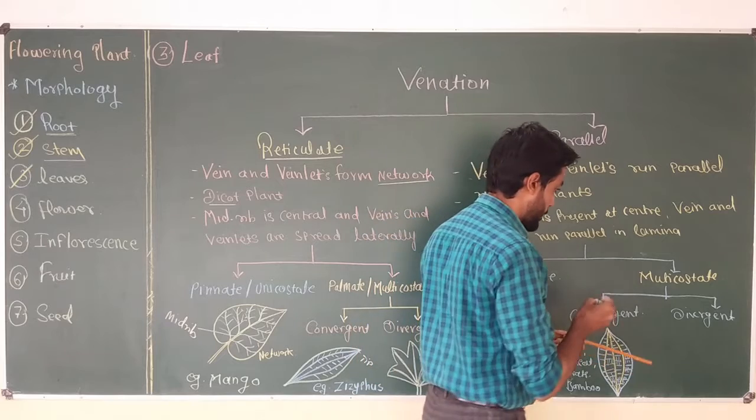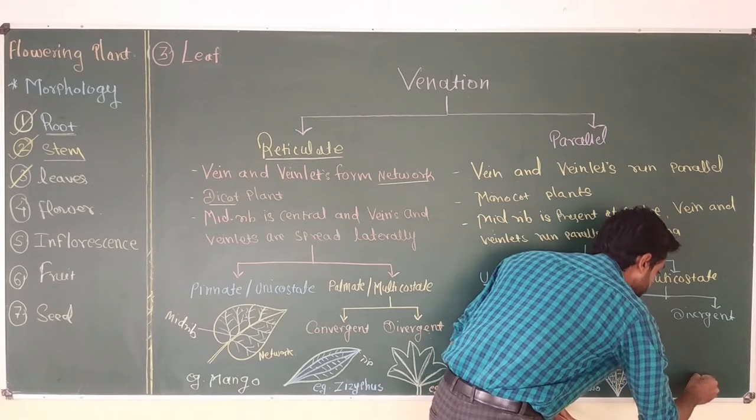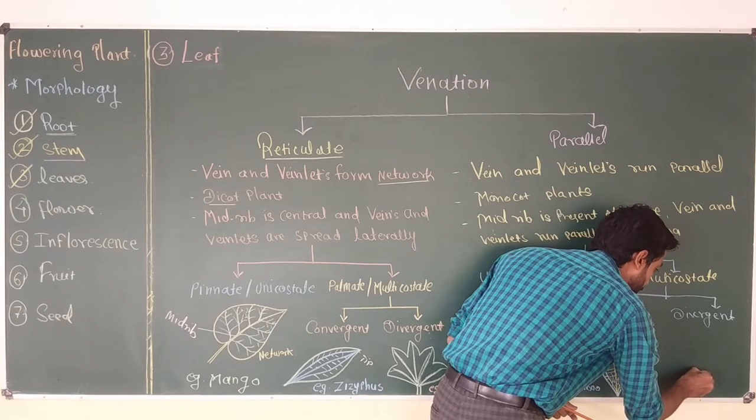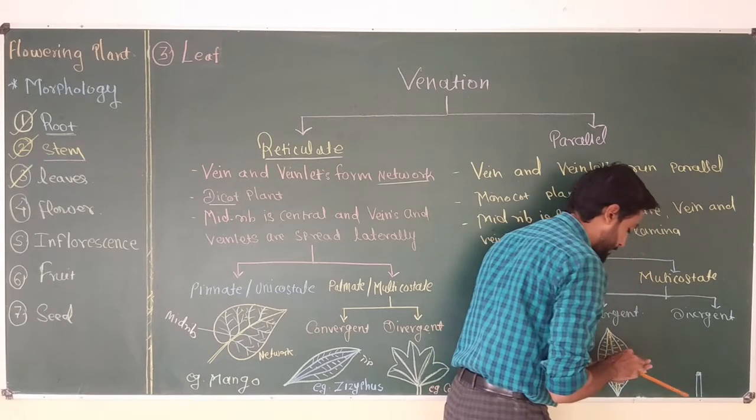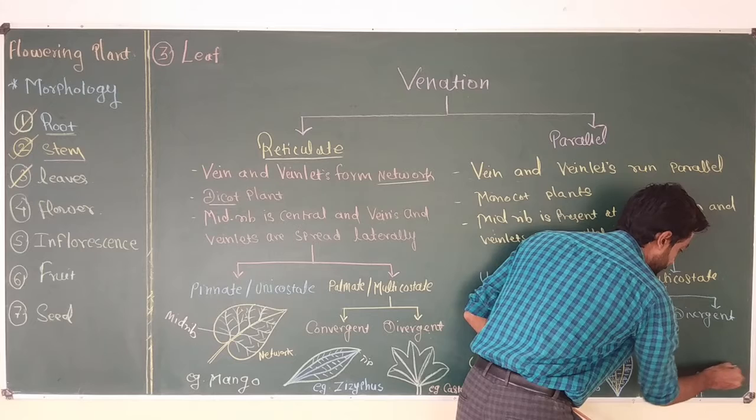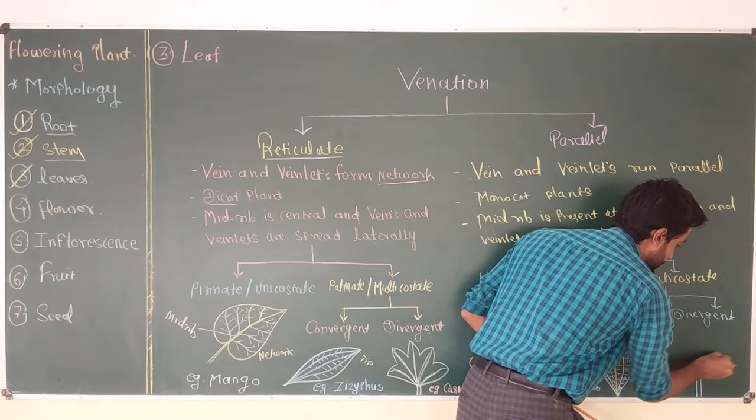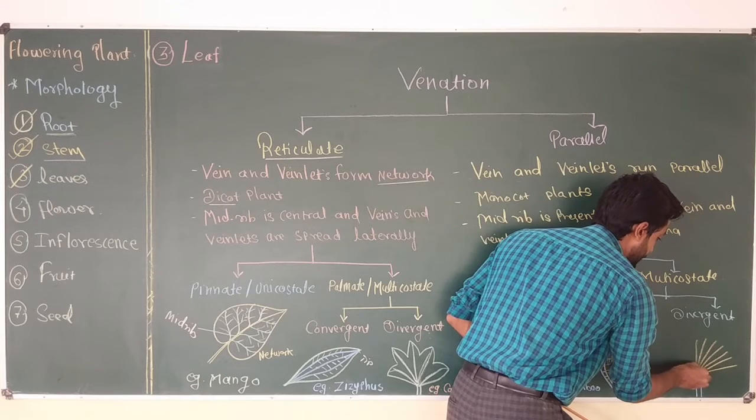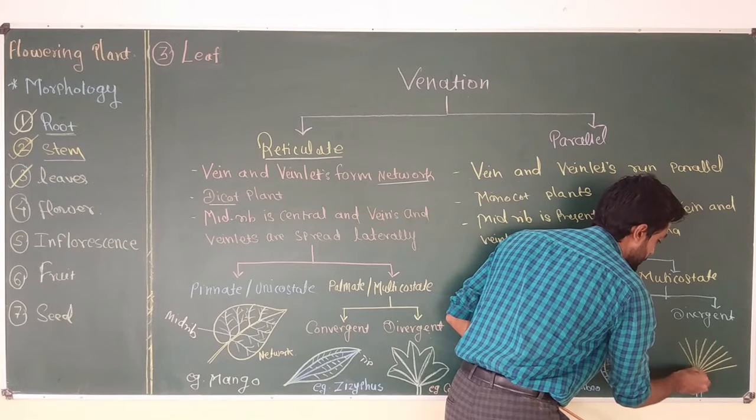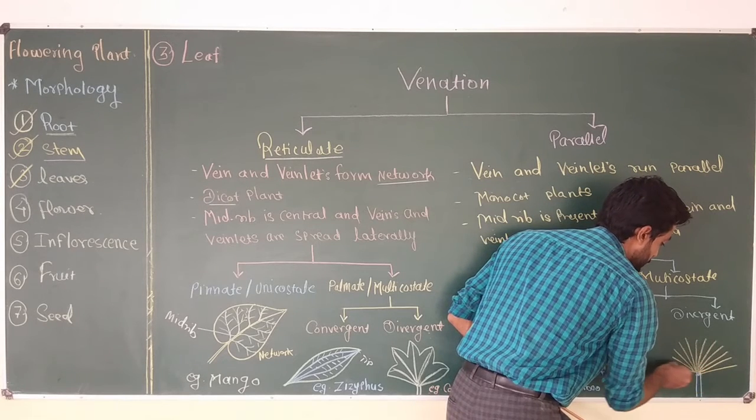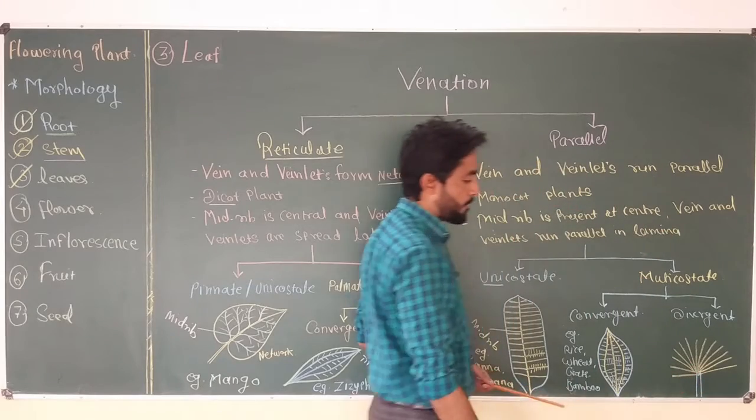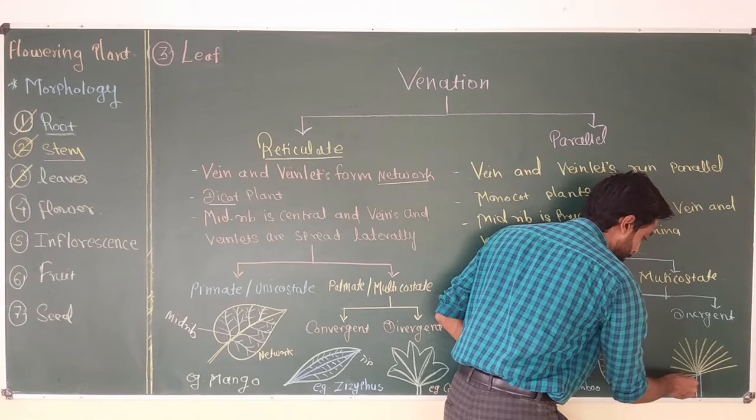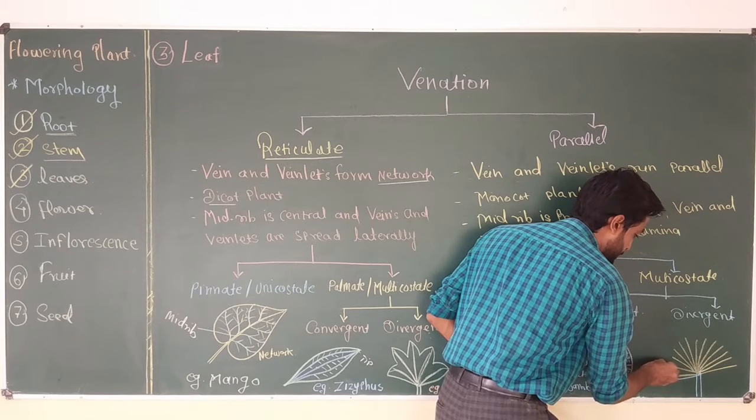If we want to draw the diagram of the leaf, this is the leaf base, and from the leaf base many midribs arise. They run laterally in different directions. They diverge. So it is called divergent type of venation. And now you can show the lamina around these midribs.